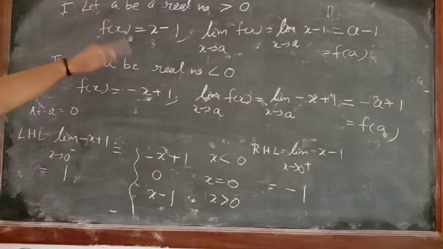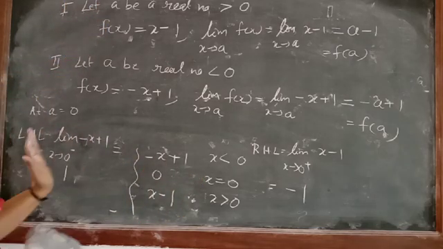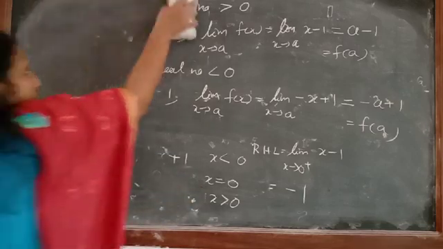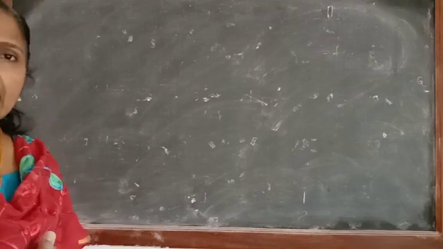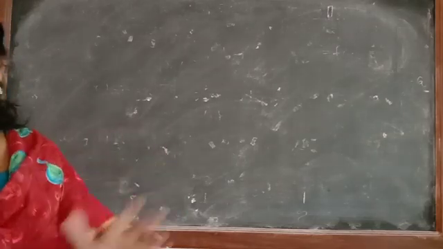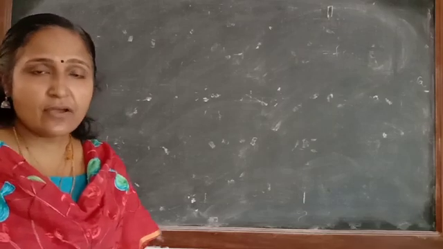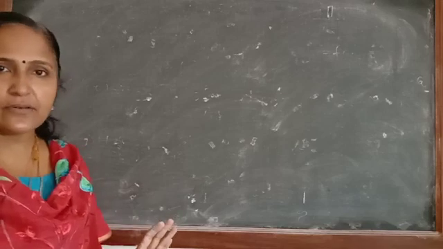So for all the other values we are getting that the limit exists. But in this case what is coming? Left hand limit is not equal to right hand limit. So just write down there, limit x tends to a, f of x exists for all the values of a except a is equal to 0. Okay. Now we can check the next question.